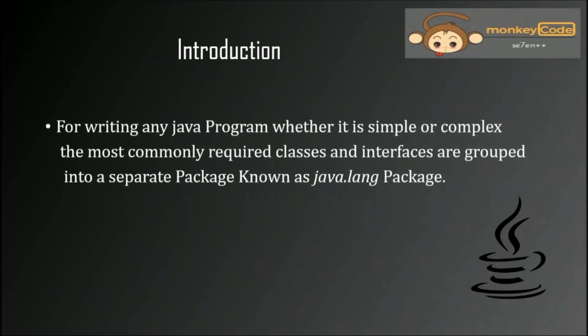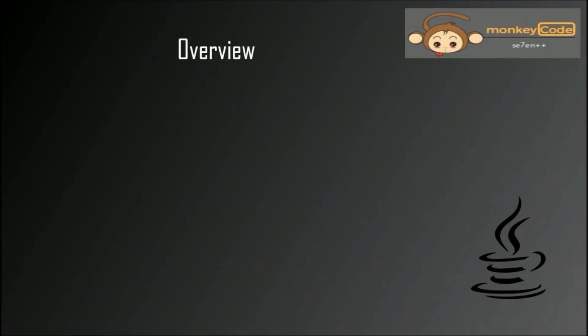For writing any Java program, whether it is simple or complex, the most commonly required classes and interfaces are grouped into a separate package known as the java.lang package. So what are the things in the lang package? Let's overview. Object class. It's a very important class, and this is the parent class of all Java classes. And we will see all the methods in the Object class.